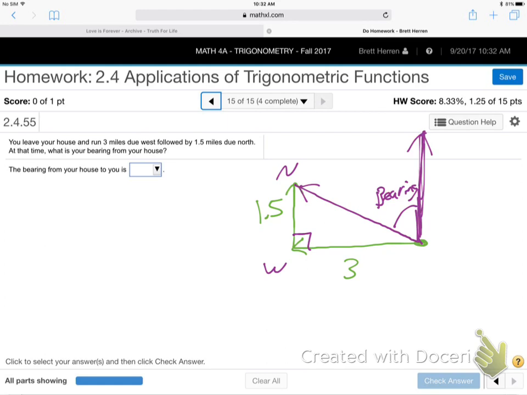Everybody with me? Because we went left, west, and north, which means we headed diagonally that way, upper left, didn't we? Remember, bearings are the opposite of reference angles. They always come off the vertical. So really, I need this angle. But first, let me do the triangle work, get the angle in here, and then I'll subtract from 90 to get my bearing angle. Question?